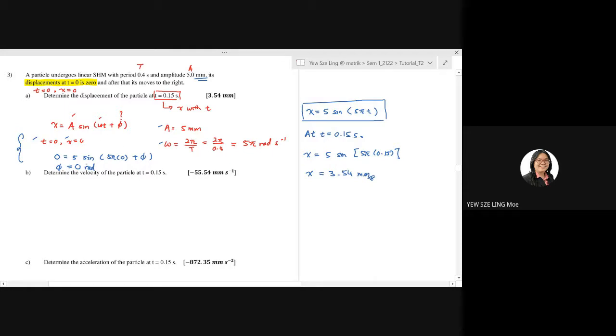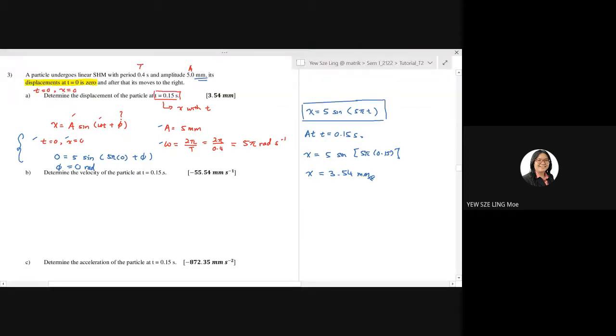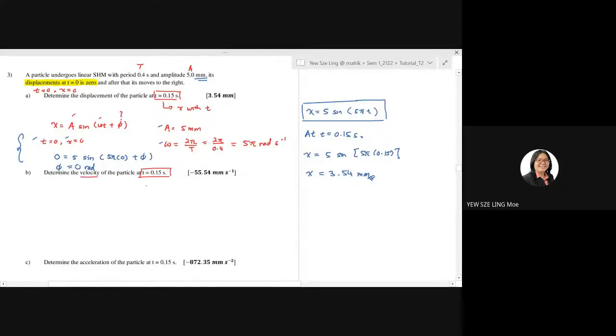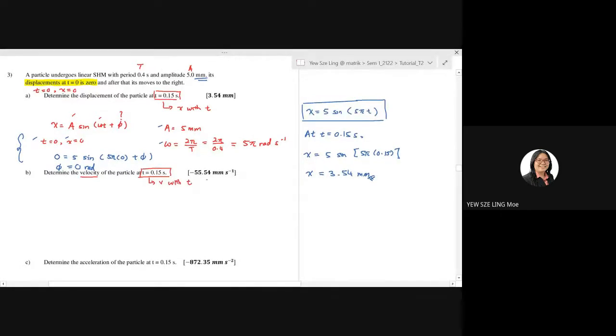So once you got an initial phase angle, then you can proceed to forming the equations. So that is question A. Now question B, again same as previous questions. You are given time and the question asks you to calculate velocity. So you need to use the equation for V with time.